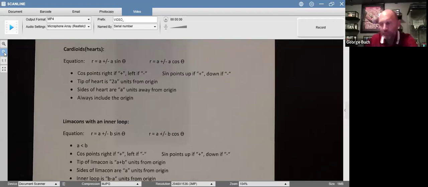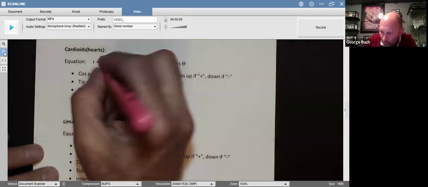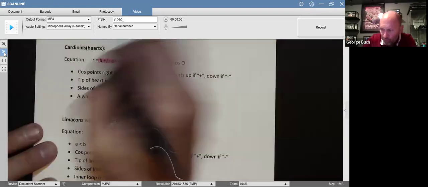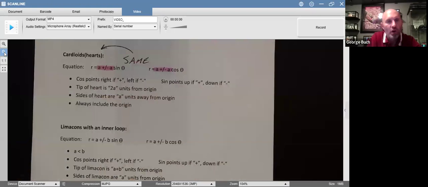the format of the equation is going to be r equals a plus or minus the same value a times sine of theta, or a plus or minus that same value a times cosine of theta. So that's what we are looking for here. If these are the same, whether it's plus or minus doesn't matter, but if it's the same numerical value, that tells us this is a cardioid.